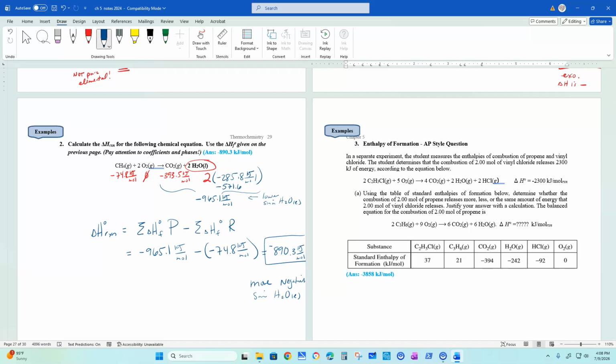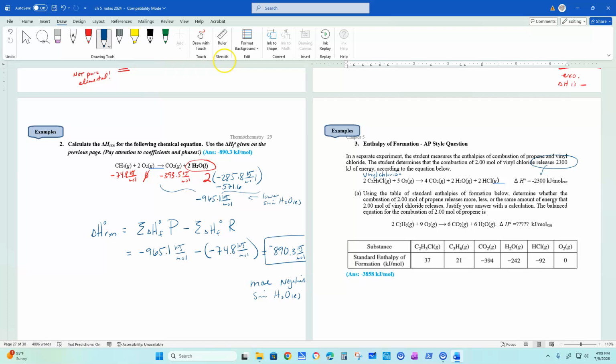Okay, so last practice problem, AP style. A student measures the enthalpy of combustion of propene. Propene is right here. And vinyl chloride. The student determines the combustion of 2.00 mole of vinyl chloride releases 2,300 kilojoules. And actually, I labeled that wrong. That one's not propene. I was just noticing that. This one right here is vinyl chloride. So you're probably asking yourself, well, where's this propene? Okay. It says it releases 2,300 kilojoules of energy, as you see in the equation below.